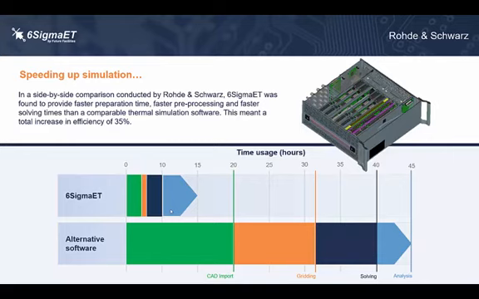So CAD import preparation went from days to just a few hours. Gridding went from days to a matter of hours. You can see solving again went from days to just a few hours. And overall, in this particular example and many other examples that Rohde & Schwarz did, the time to do one project went down from weeks to just a couple of days.